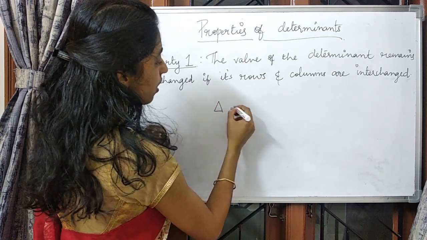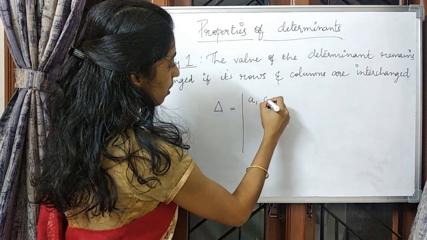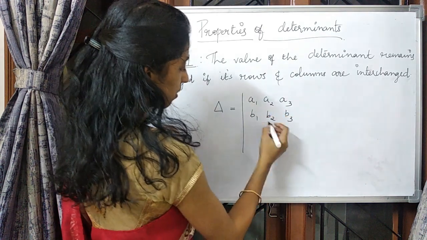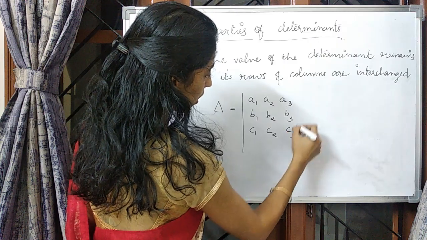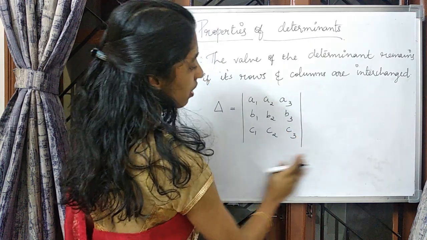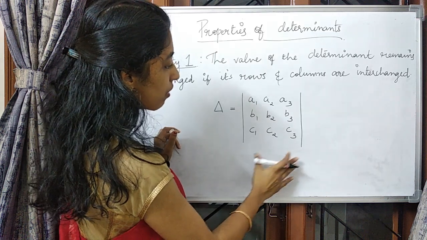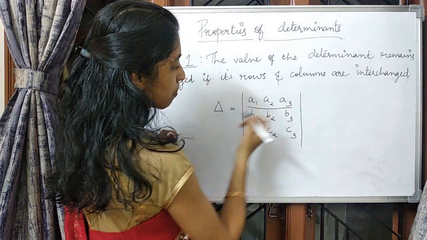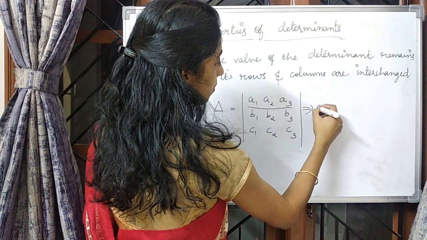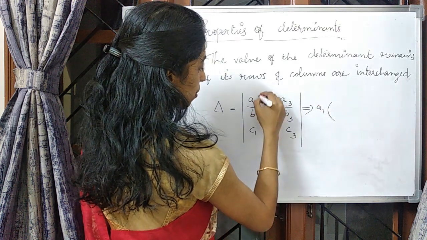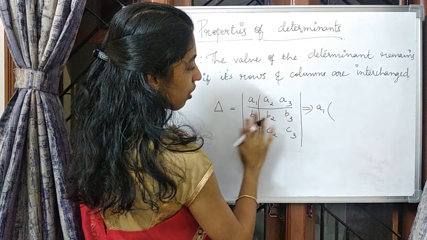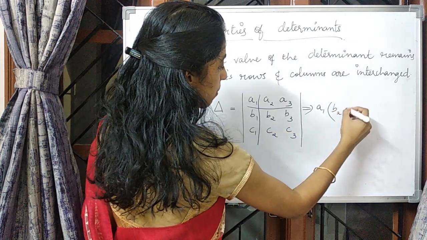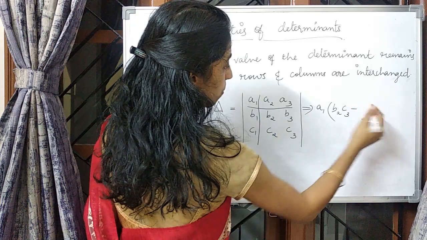Let delta be the determinant with rows A1, A2, A3; B1, B2, B3; then C1, C2, C3. This is a given determinant. How will we find the value? We are going to expand along the first row. Its value will become A1, the first element; its corresponding row and column you just vanish in your mind. Then cross multiply the rest: B2 C3 minus C2 B3.